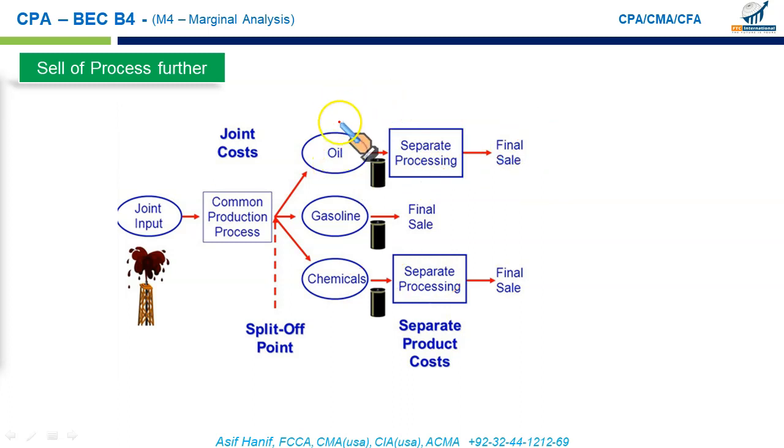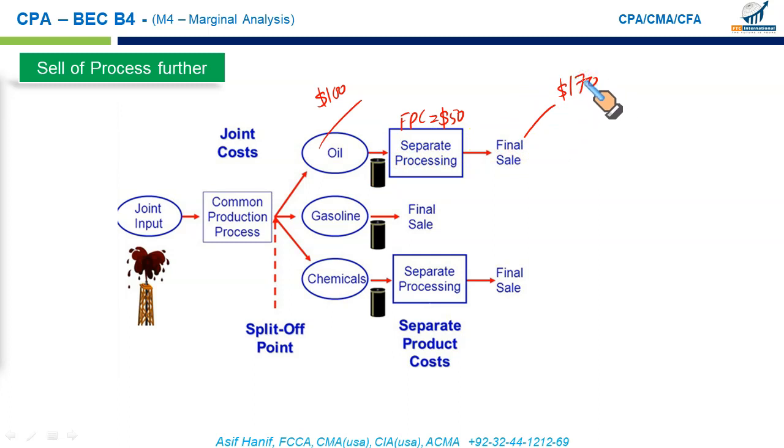Okay, let's take some numbers. We can sell oil right at this point at $100 per barrel, for example. This is the selling price at split off. Now we have to decide, should we process it further or should we sell as is for $100? If we decide to process it further at a further processing cost of $50, we can now sell the final barrel of oil at a final selling price of $170.